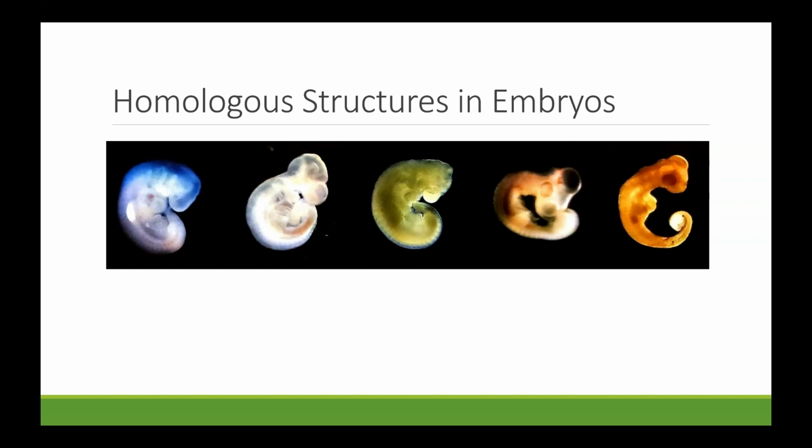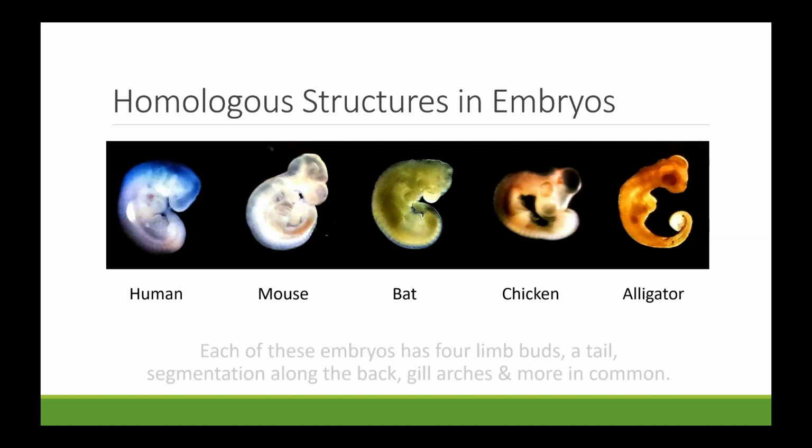And this is a really hard exercise because they all look so similar. But it turns out the very first one is the human. Second one is a mouse. The third one is a bat. Fourth one is a chicken. And the last one is an alligator. So we've got a wide variety of organisms. But despite this, they look pretty similar. Each of them has 4 limb buds, a tail, segmentation along the back, gill arches, and much more in common.